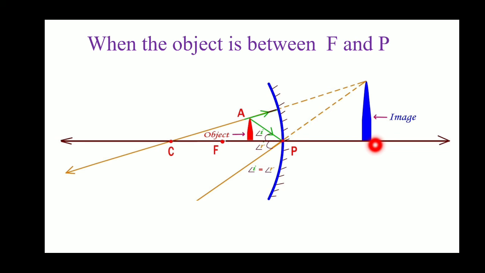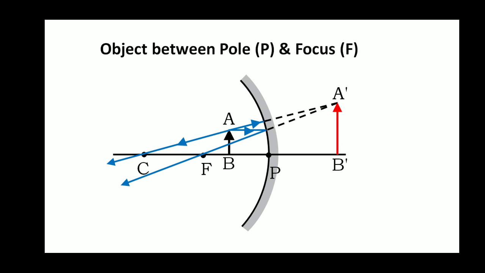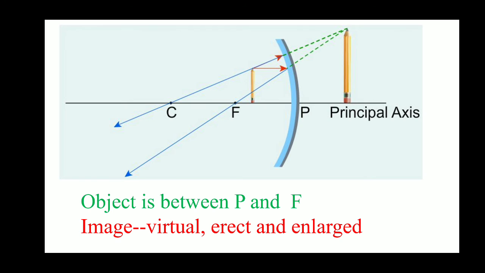In the previous five diagrams, the object is on this side and the image is also on this side. This is the only case where the object is on this side and the image is formed on the other side. So these are the different ways the same image diagram is given. So the object is between P and F, and the image is virtual, erect, enlarged, and on the other side. To remember it well, I have taken the object as a pencil, and the image is also an enlarged view of the pencil.